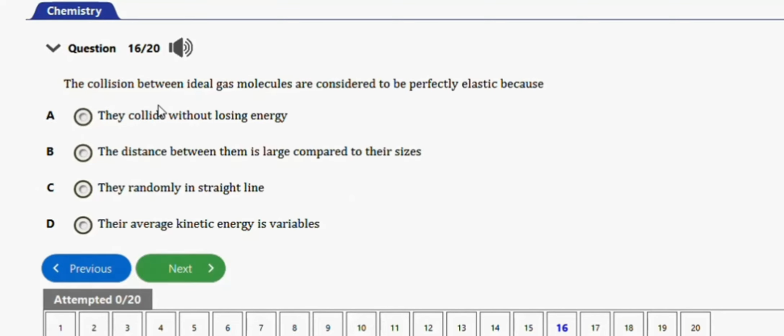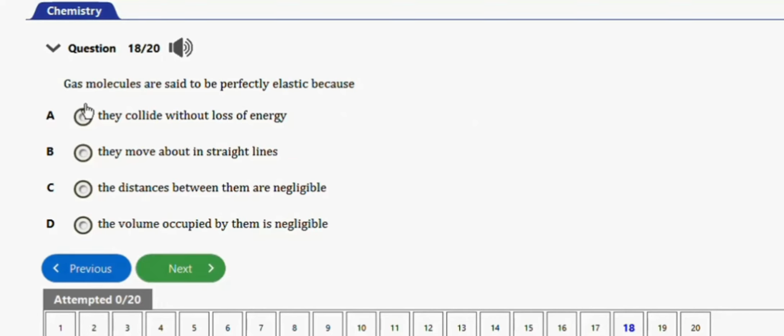The next question will be this one. It says the collision between ideal gas molecules are considered to be perfectly elastic because they collide without losing energy. The distance between them is large compared to their size. They are randomly in straight line. The average kinetic energy is invariable. So the right option is option A, guys. They collide without losing energy. Alright, next question will be this one.